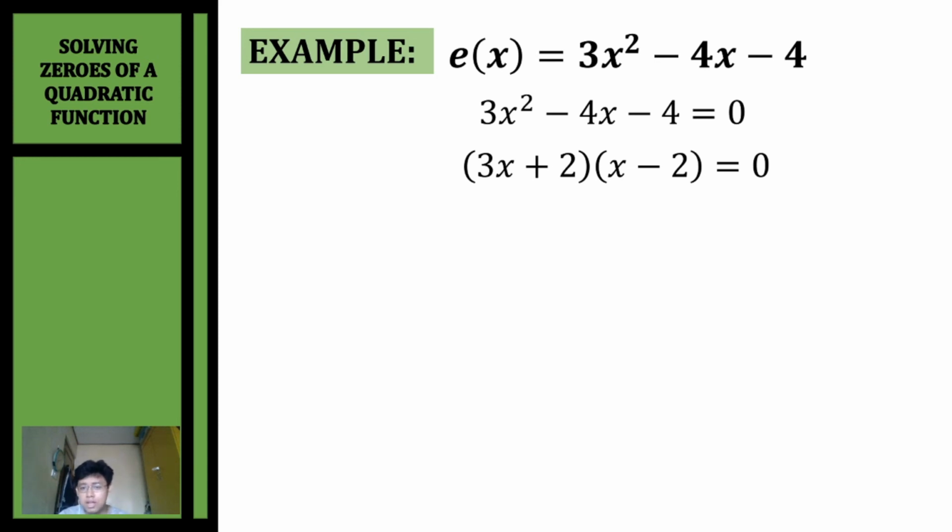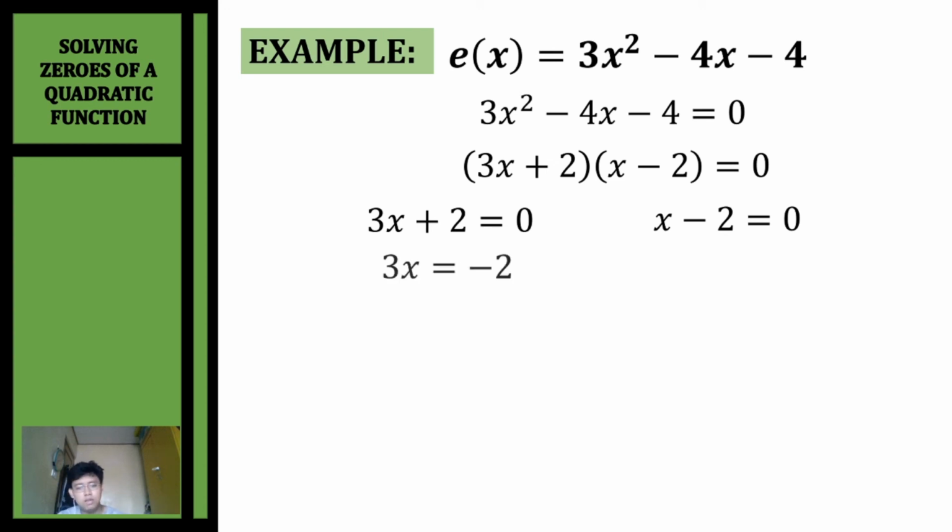So we equate each factor by 0. We have 3x plus 2 is equal to 0 and we have x minus 2 is equal to 0. Let's solve for the values of x of each equation. For the one on the left, we have 3x plus 2 is equal to 0. Let's transfer positive 2 to the other side. We have 3x is equal to negative 2. Let's divide both sides by 3. We will have x is equal to negative 2/3.